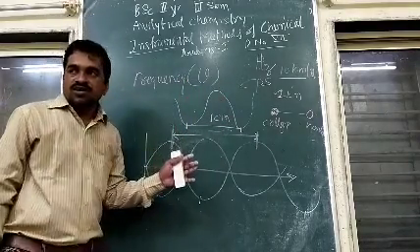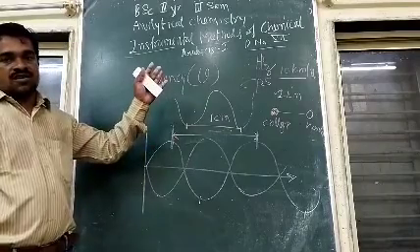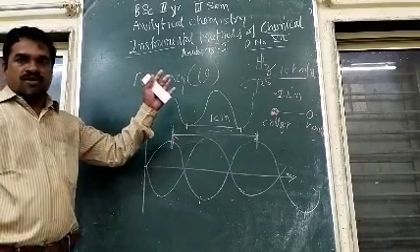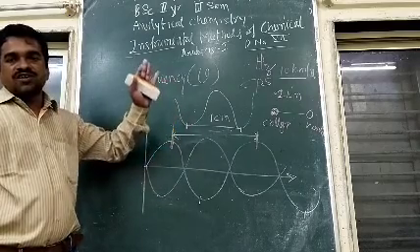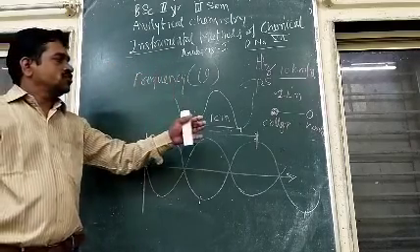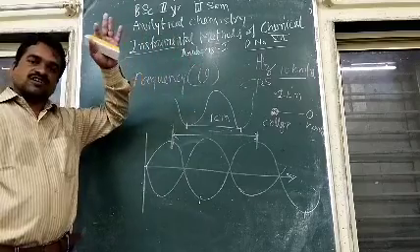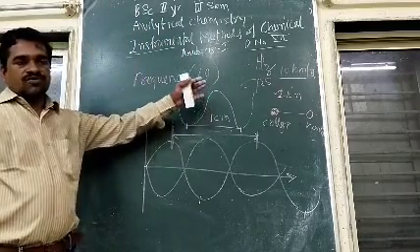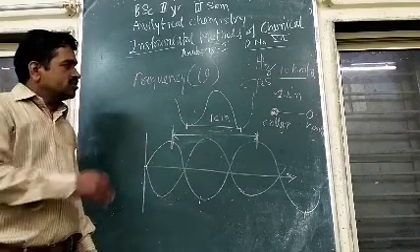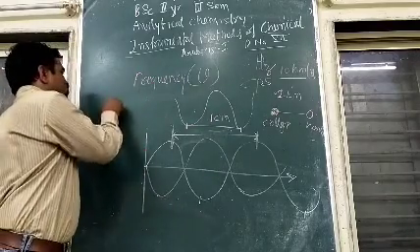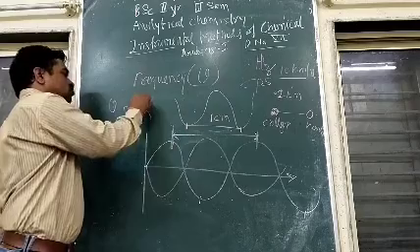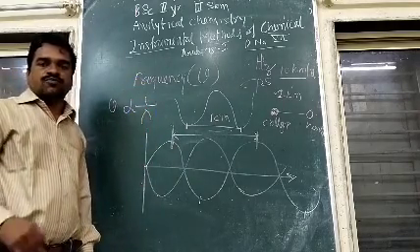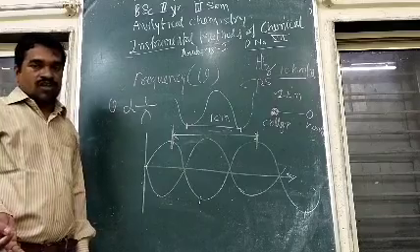As wavelength increases, frequency decreases. Wavelength decreases, frequency increases. As we shorten the wavelength, frequency will increase. As we increase the wavelength, frequency will decrease. So this is the relation. We may say now the frequency is inversely proportional to wavelength.